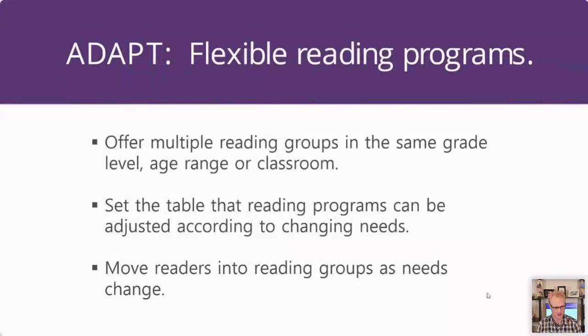So let's talk about adapting. When we talk about adaptable reading programs, I talk about offering multiple reading groups in the same age range, grade level, or classroom. That means in any given group of, say, 4th graders, you have a group that are advanced readers, a group that are reading around grade level, those who may touch grade level at some point, and then those who may be behind grade level. If you're offering the exact same reading goal and reading program for all of those readers, you're really missing an opportunity with those who are advanced and those who may be behind.